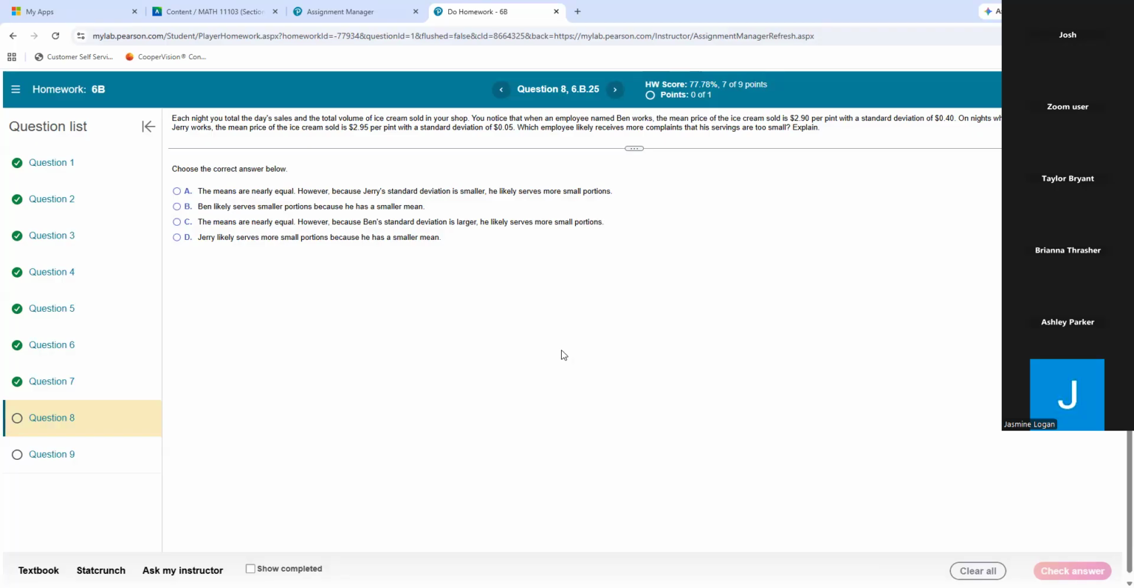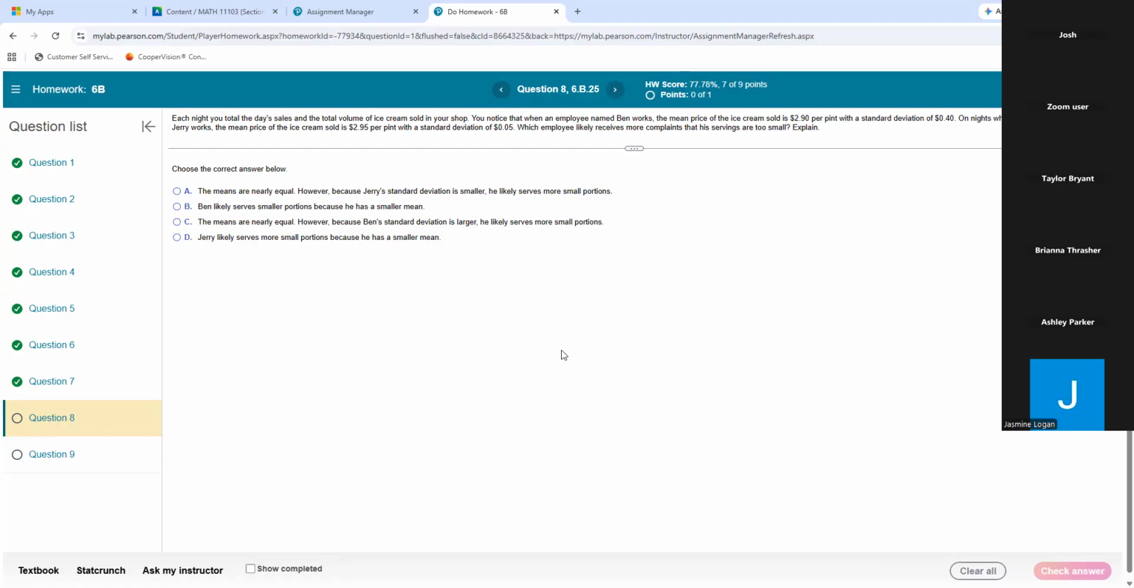All right. So each night you total today's sales and the total volume of ice cream sold in your shop. You notice when Ben works, the average price of the ice cream is $2.90 per pint with a standard deviation of 40 cents. On nights when Jerry works, the mean price of the ice cream sold is $2.95 with a standard deviation of 0.05. So which employee likely receives more complaints that his servings are too small?